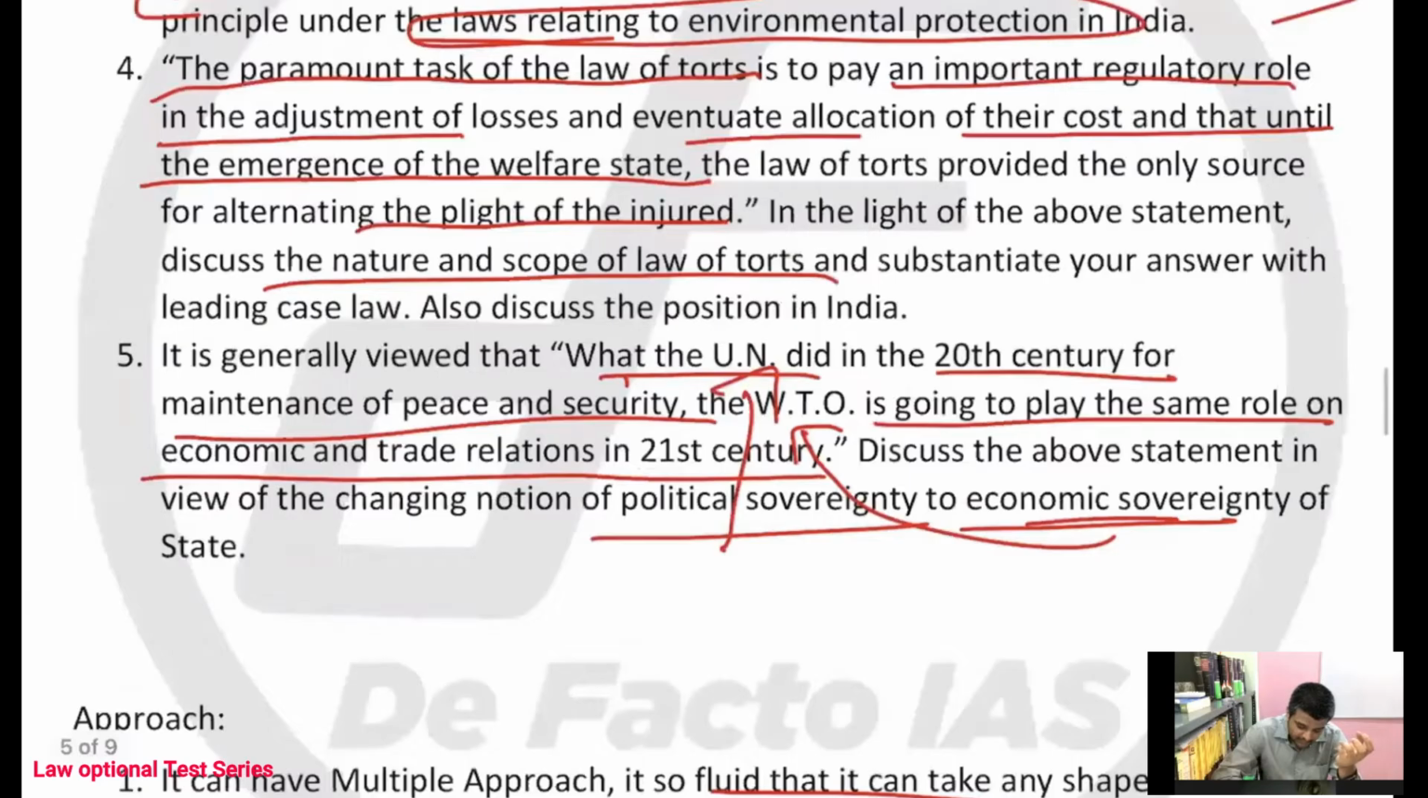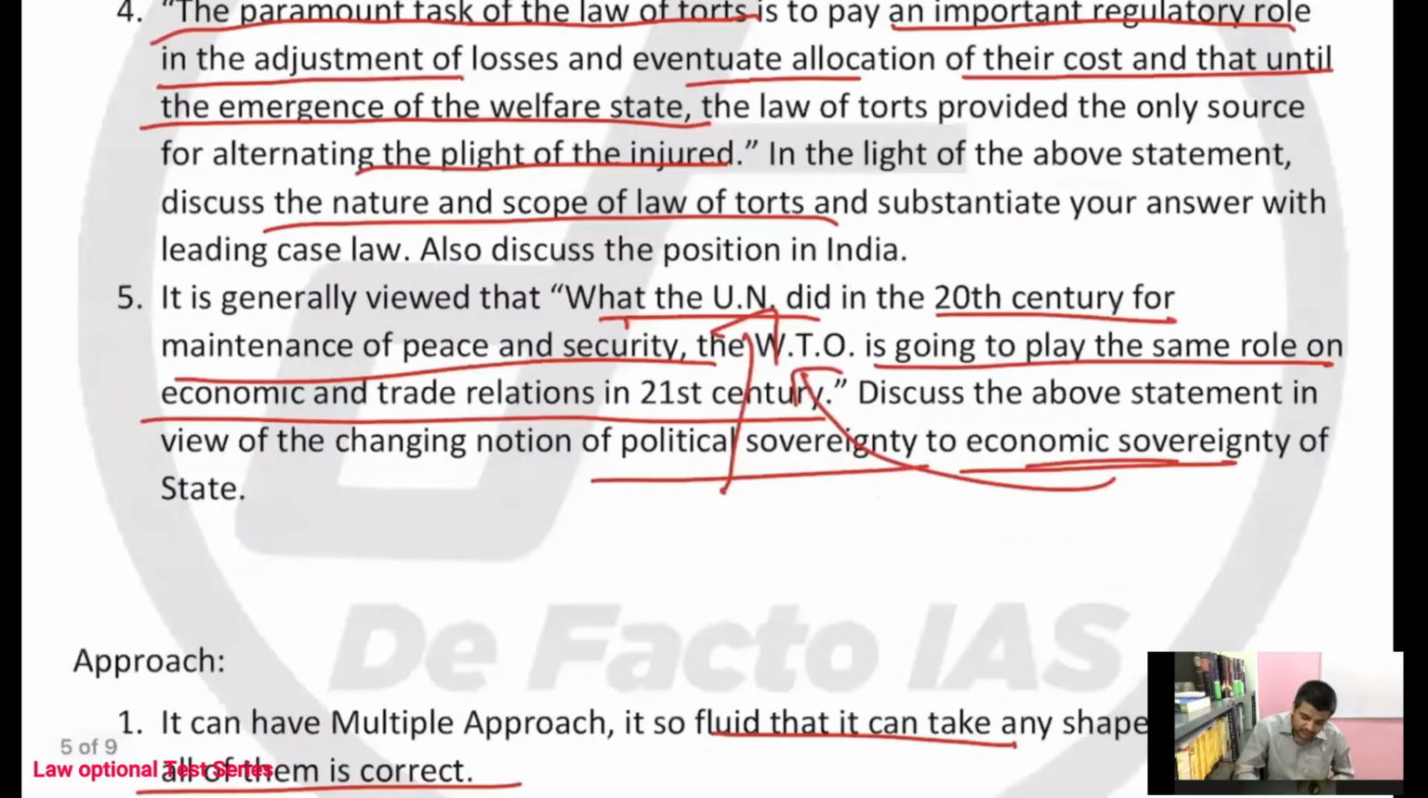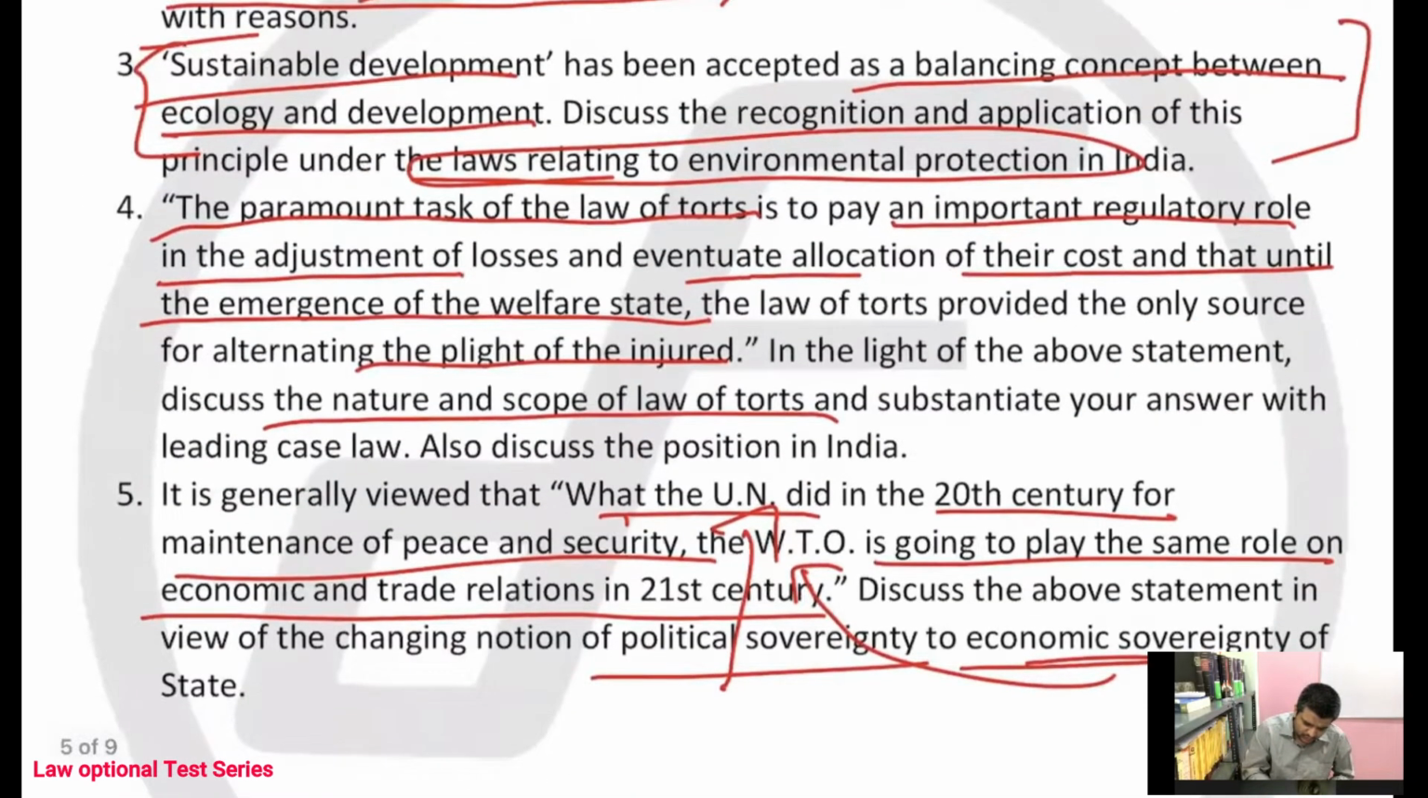For example, suppose there is a question like question number 5. The UN in the 20th century. The first paragraph has to justify how the UN performed very well vis-a-vis political sovereignty in the 20th century. For the UN you have a lot of material: peacekeeping missions, they prevented wars, they solved multiple disputes. All that information you have to club into 4 to 5 lines. So that makes it a very difficult thing.